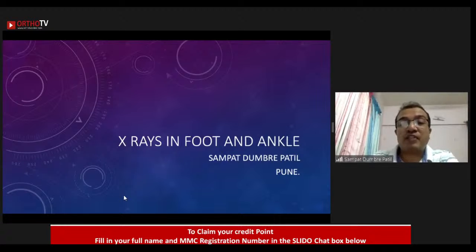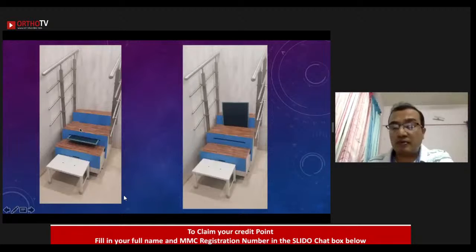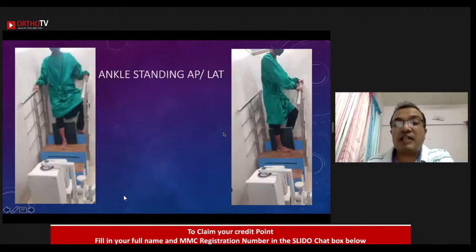We'll go to the next talk, in which I'm going to talk on X-rays and some views in foot and ankle. I'm going to talk on some of the weight-bearing X-rays. How do we take them? We have a slightly modified version of a stand where we put the cassette in slots for foot AP, and this slot where we put the cassette for ankle AP and lateral X-rays, which are standing.